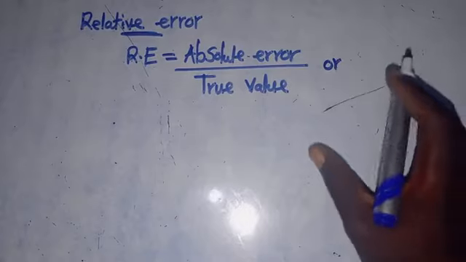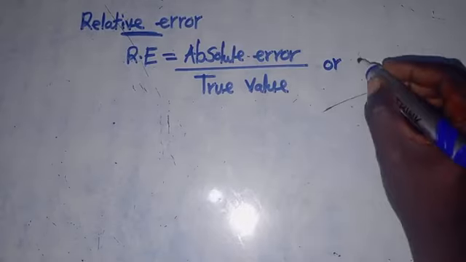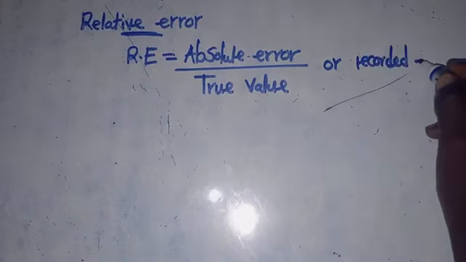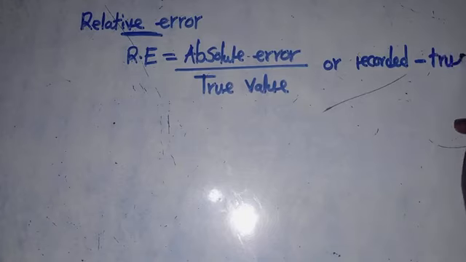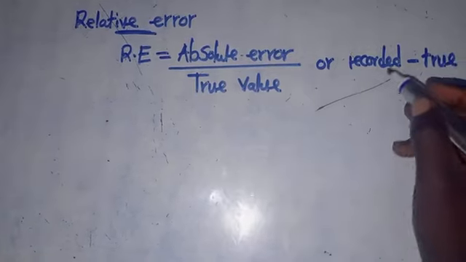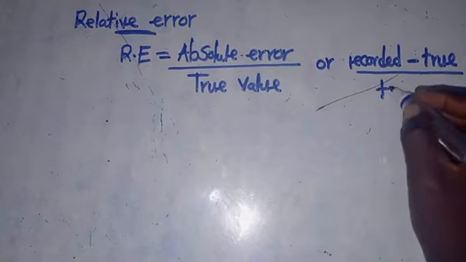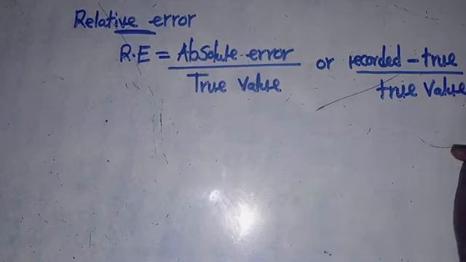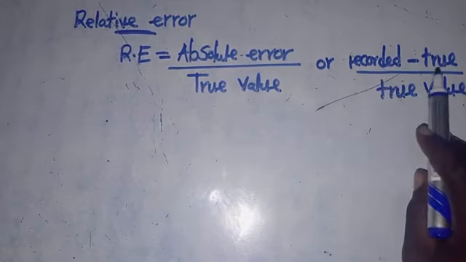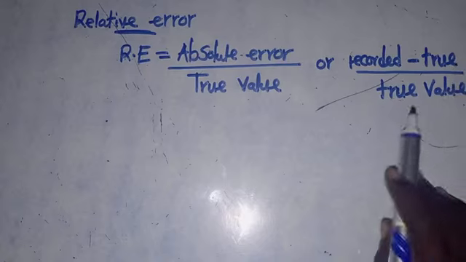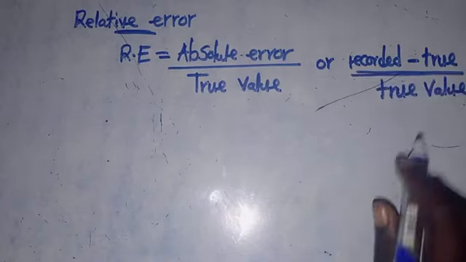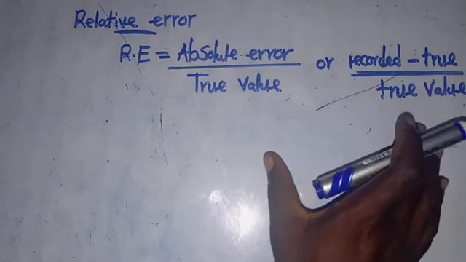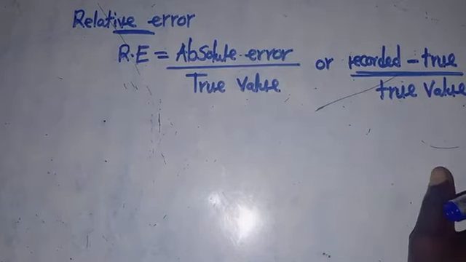There is another formula you can go with. You can say the recorded value minus the true value, over the true value. So we put the word value there: recorded value minus true value over what we call the true value. So this is another formula that you can use to answer a question that can come in an exam.